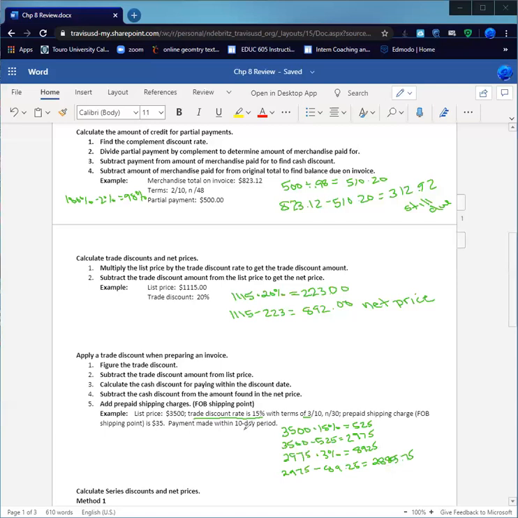So this payment was made within the 10 days, so they're going to get that 3% discount, and they're going to have to add the shipping rate, which is $35. So here's the amount that they're going to have to pay for the merchandise, and then they have to pay the $35 for shipping. So the total amount that's due is $2,920.75. Again, that's the total due.